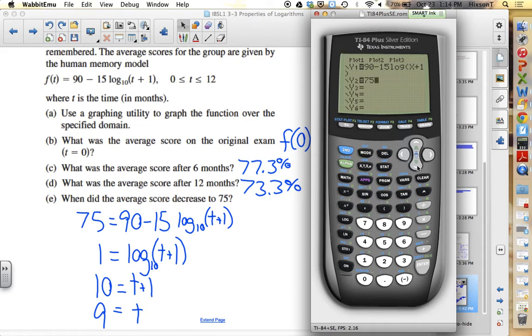Okay? Now, before I actually hit graph, I'm going to set my window. X min is 0. X max is 12. The Y min we can go from 0, because that's the minimum possible on a test, to 100. Okay? So now we can see the graph of both the horizontal line and of our memory model.